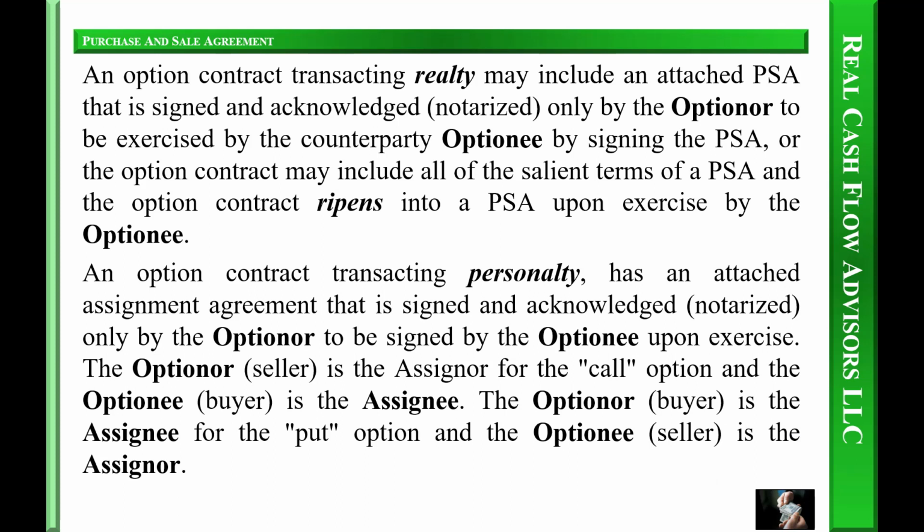An option contract transacting personalty has an attached assignment agreement that is signed and acknowledged, that is notarized, only by the optionor, to be signed by the optionee upon exercise. The optionor, the seller, is the assignor for the call option, and the optionee, the buyer, is the assignee. The optionor, the buyer, is the assignee for the put option, and the optionee, the seller, is the assignor.